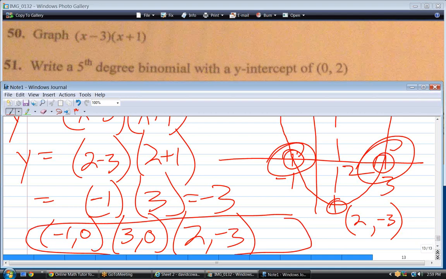Because a parabola is defined by 3 points. If you can give her 3 points on the parabola, there's only one parabola that can be graphed from that. There's not 2 different types of parabolas that can be graphed from 3 points.